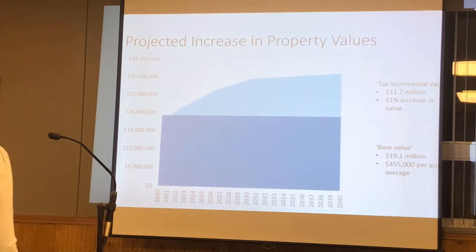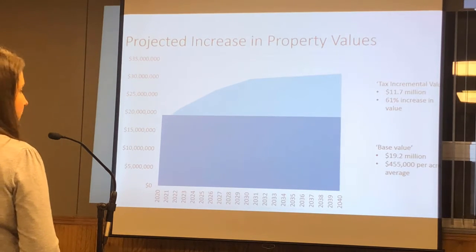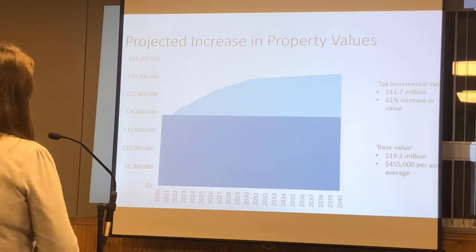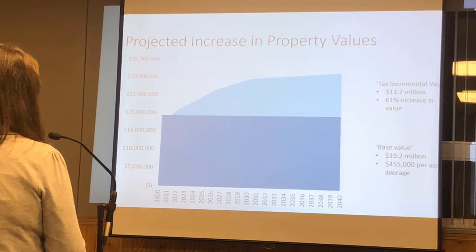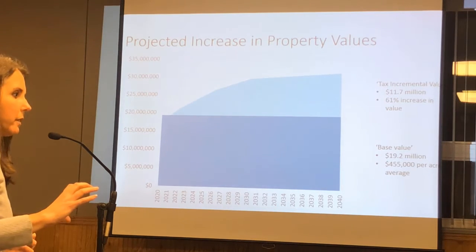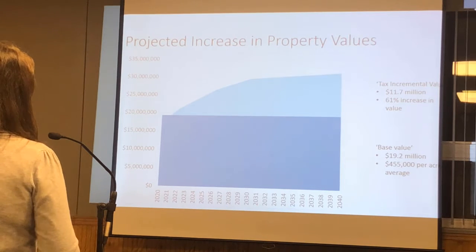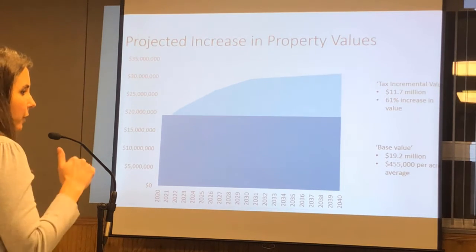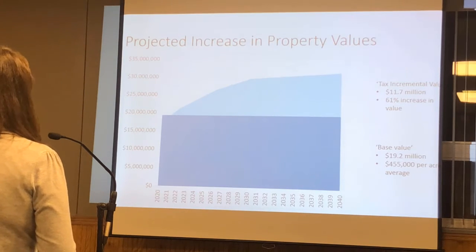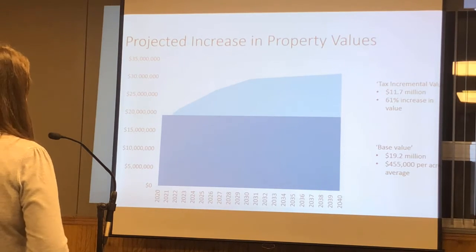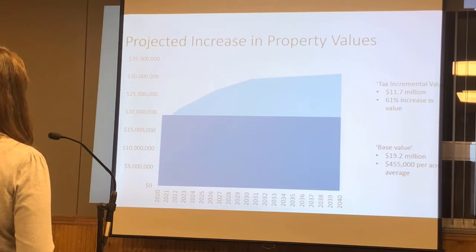So this shows the base value of the district and the projected increase in property values that we were building into this plan. The dark blue is current property value in the district, $19.2 million. Taxes on that would continue to go to the county and the school district and whatnot. The light blue represents potential future increases in property value as a result of the town's investment in this area. Again, I think we're being conservative on this, but we're looking at about a 61% increase in property values, or about $11.7 million over time.